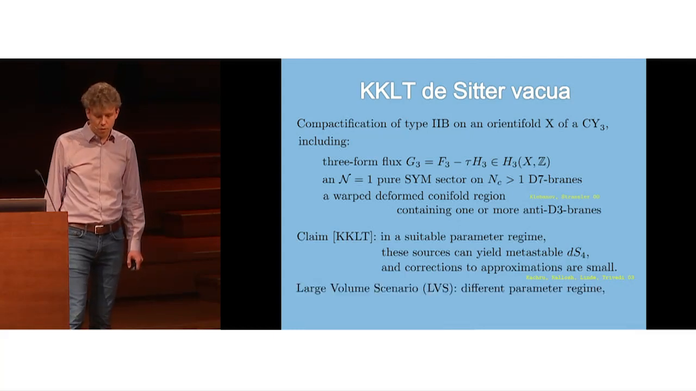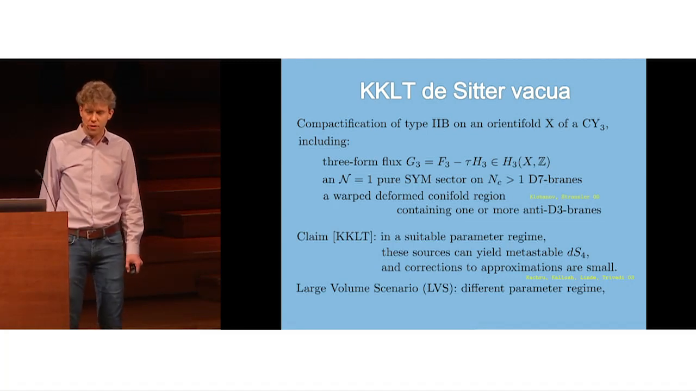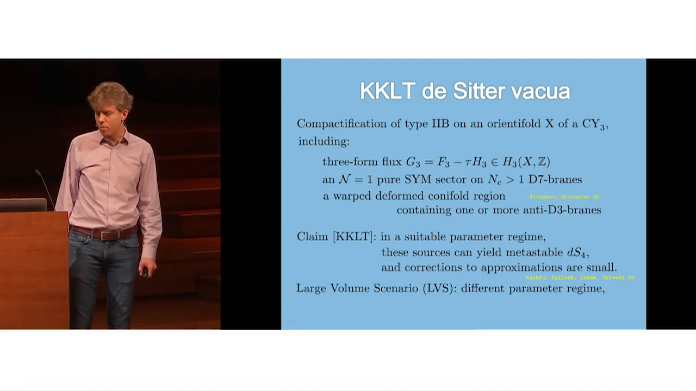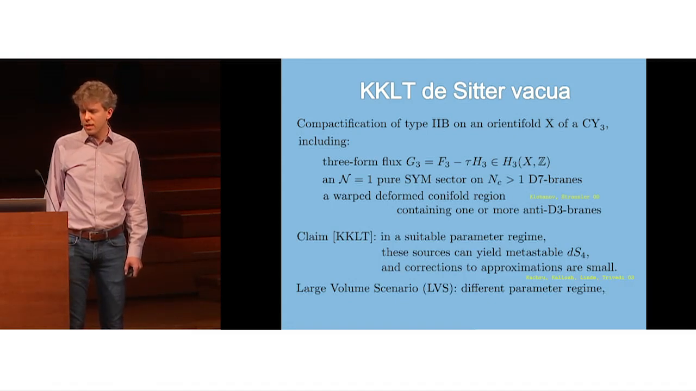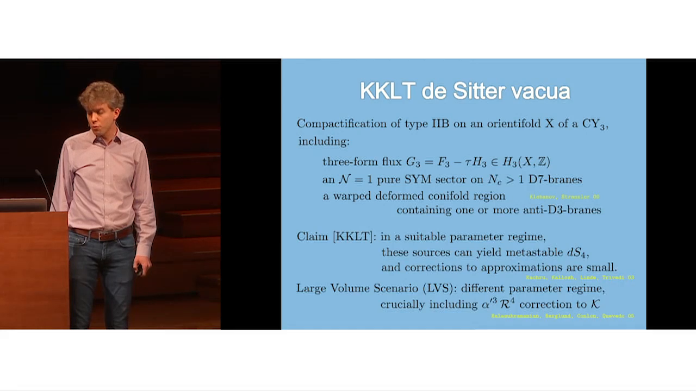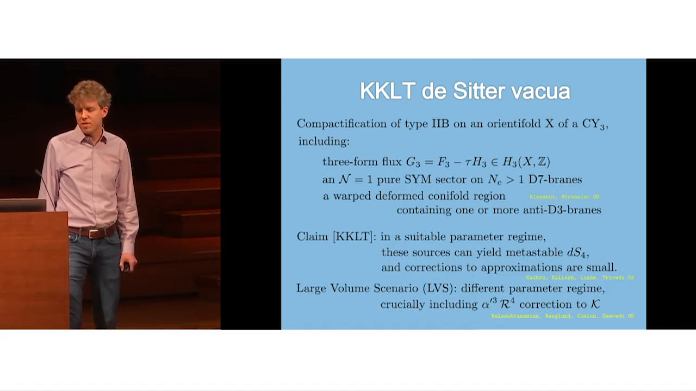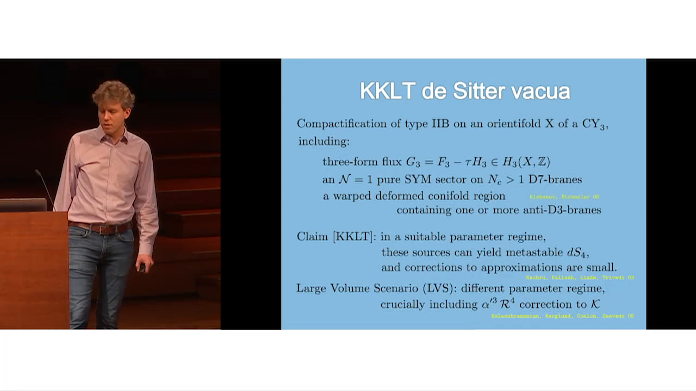Let me point out that a great deal of work has gone into a closely related scenario that builds on the same ingredients. This is the large volume scenario. It works in a slightly different parameter regime in the Kähler moduli space, and also crucially includes the alpha prime cubed Riemann to the fourth correction to the Kähler potential. Due to limitations of time, I won't be able to say much about that, but a lot of rather successful work has gone into finding de Sitter constructions there.